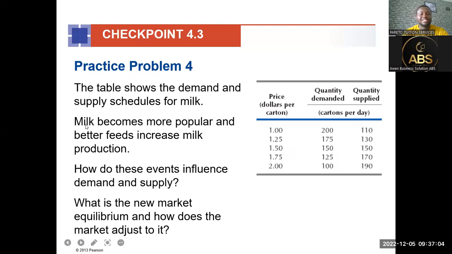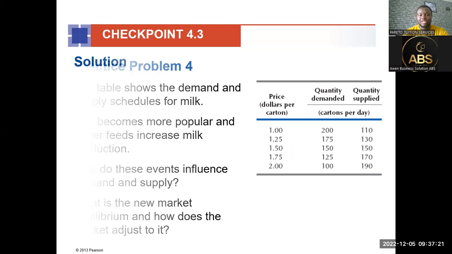So the first event, milk has become more popular. That will cause an increase in demand. People will buy more milk, right? Yes. And then better feeds increase milk production. This will affect supply, and it's going to be an increase in supply. Is that okay? Yes. So let's use the diagram.